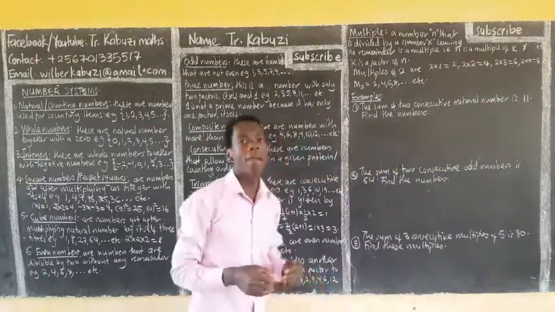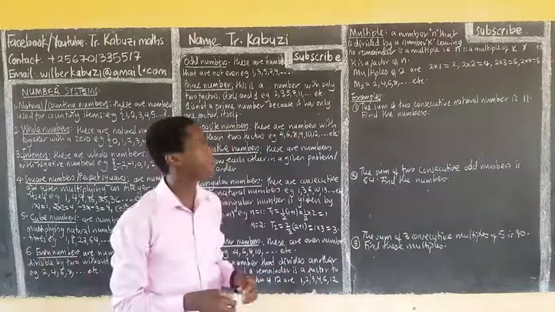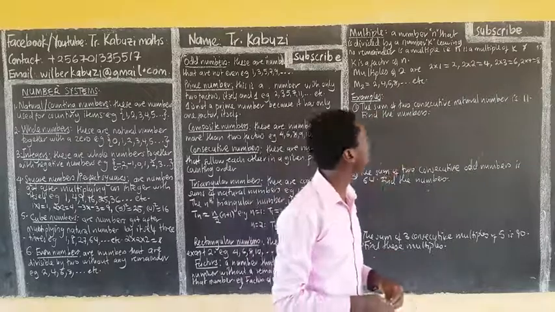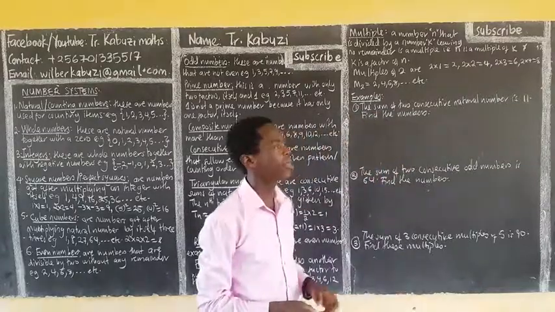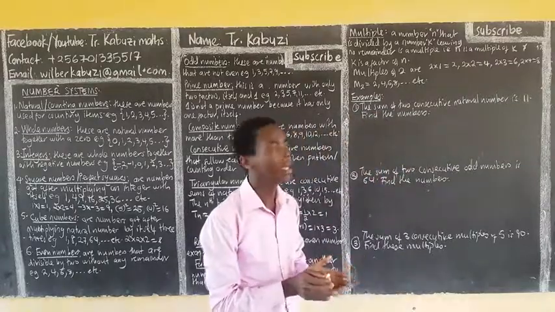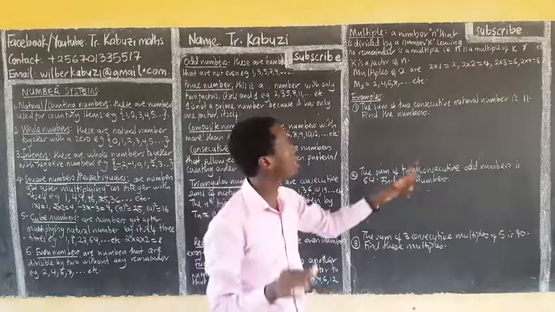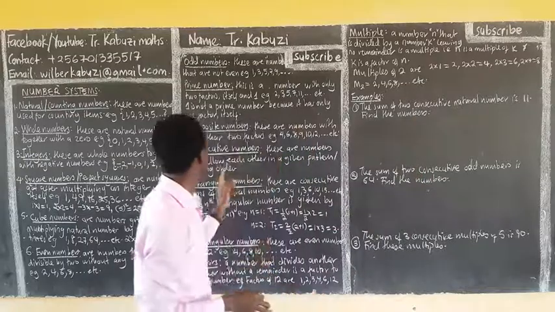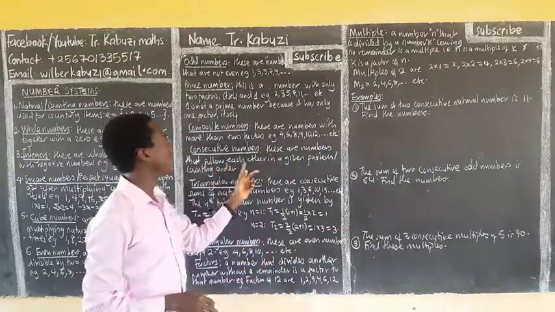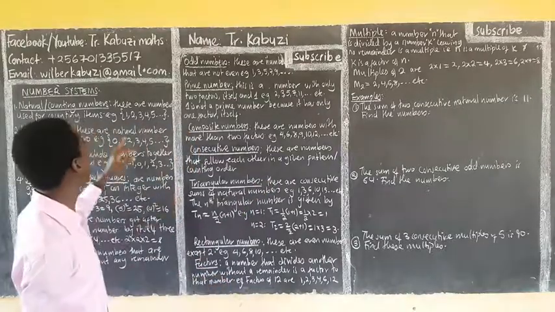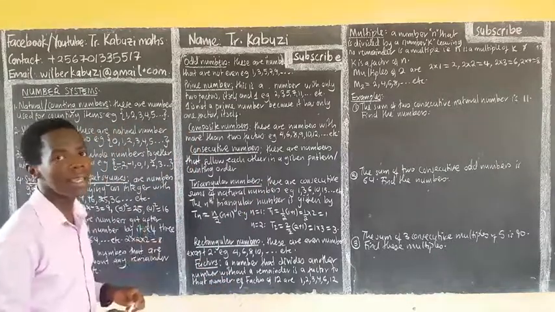So let us see how we apply the ideas of these numbers. Let us see this question here. The sum of 2 consecutive natural numbers is 11. So when you add those numbers, which we don't know, you get 11. Find the numbers. Now, we said consecutive. Consecutive means these are numbers that follow each other in a given pattern. You need to know which pattern they are following.